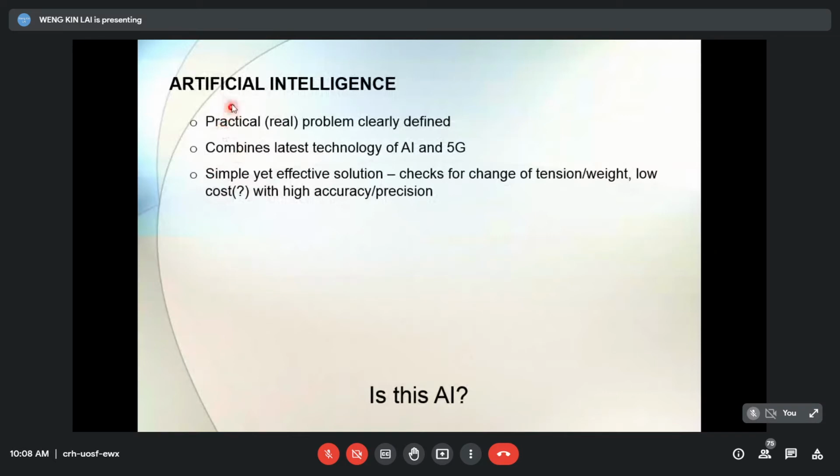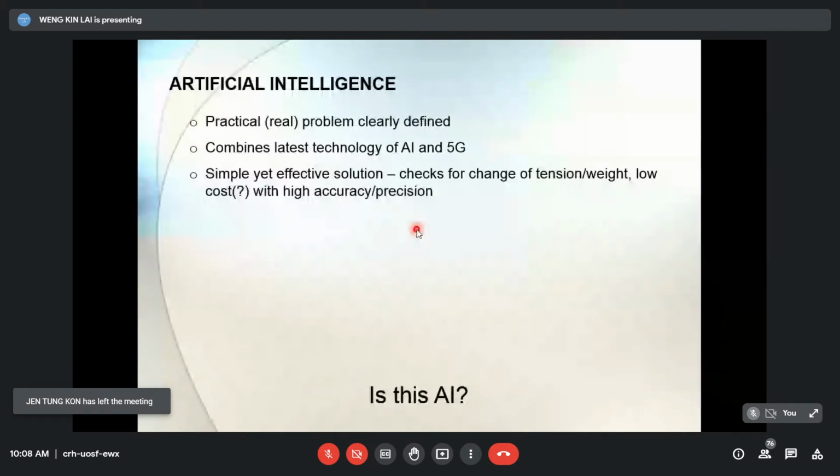Why do we say that? Look at it. It's practical. It's a real problem that is well defined. It combines the latest technology of AI and 5G. So there's a simple yet effective solution. Basically, it checks for the change of tension or weight. And of course, it must be low cost with high accuracy and precision. So these are the things that your customers, your users, want.